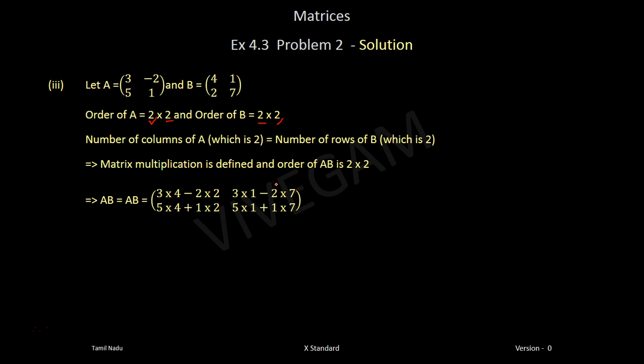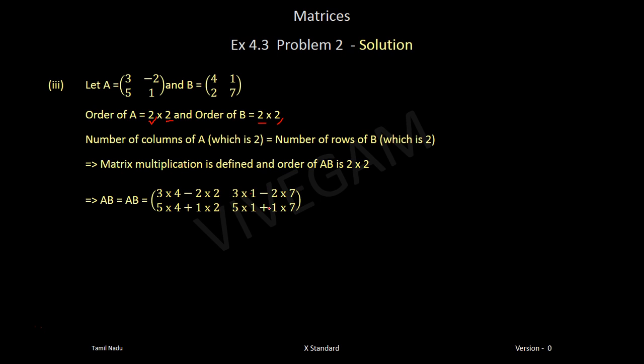So now we'll have to multiply. First row into first column will come here. First row into second column will come here. This is first row and second column, right? Then second row and first column, so that answer will come here. Second row and second column will come into the second row second column position, so that will come here.